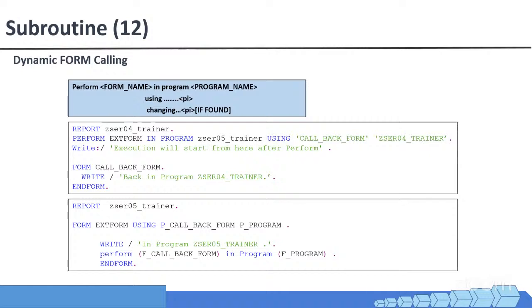How many programs we are writing. This is calling across the programs, subroutine. Not that much we use, but still one concept. This is one program. This is some other program. Perform ext form in program.